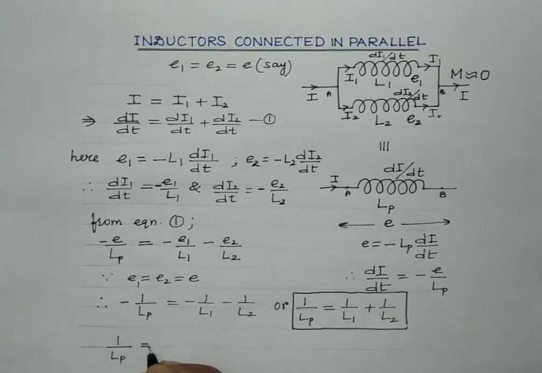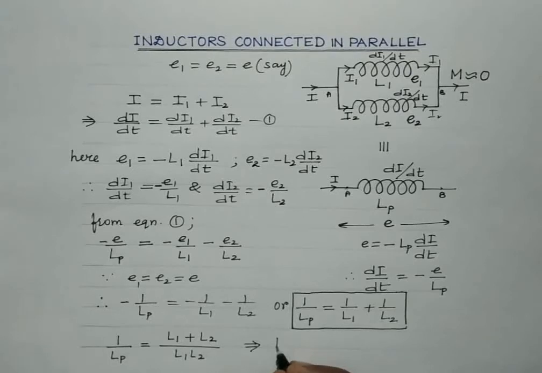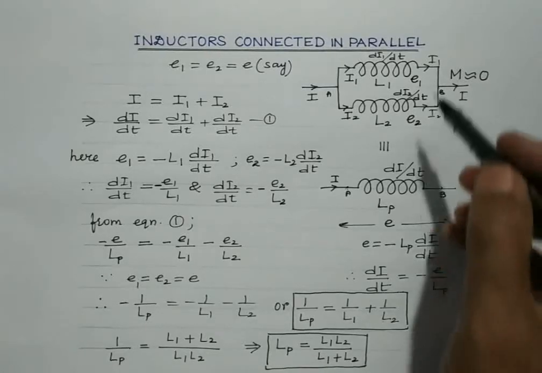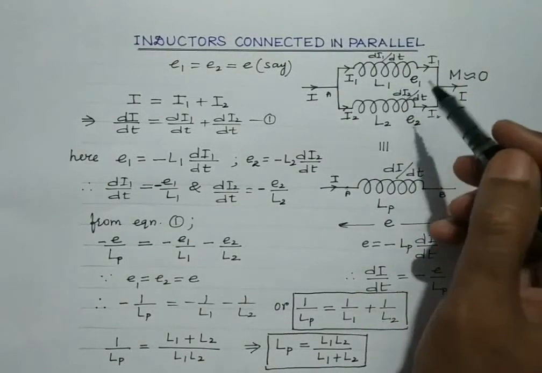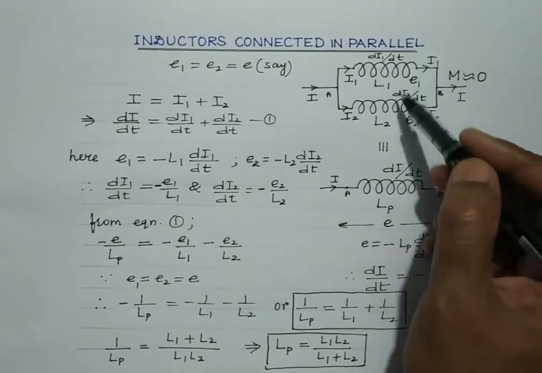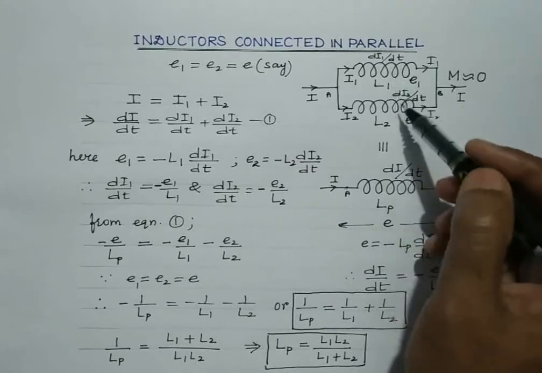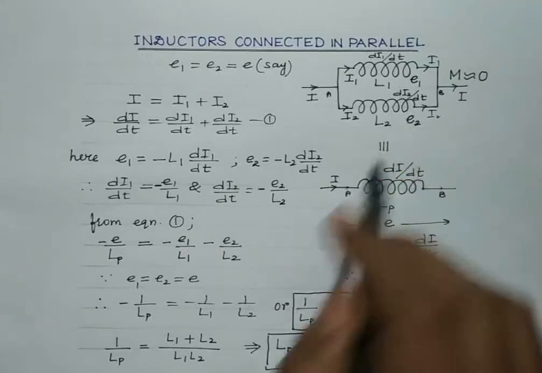It can further be modified like this. 1 by LP is equal to, if you take LCM, it will be L1 L2, and in the numerator we'll get L1 plus L2, which implies that LP is equal to L1 L2 divided by L1 plus L2. So this is the formula to be used for the parallel grouping of coils, right? And here remember, in case the two coils are connected in parallel, then the mutual inductance between the two coils under consideration can be considered to be negligible. Here the coefficient of coupling is negligible, so mutual inductance would be 0, right?